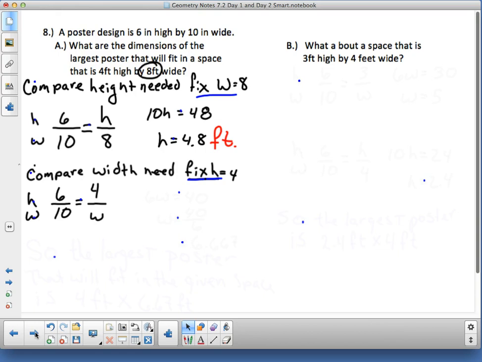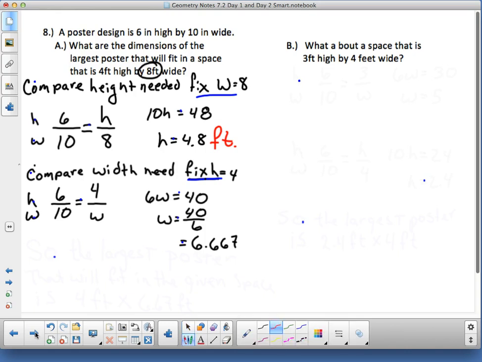And after I set it up, I just solve. 6w is equal to 40, and divide by 6. I got 6 2/3. Now remember, that is also in feet.